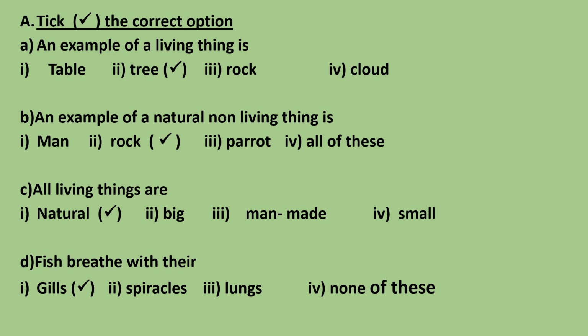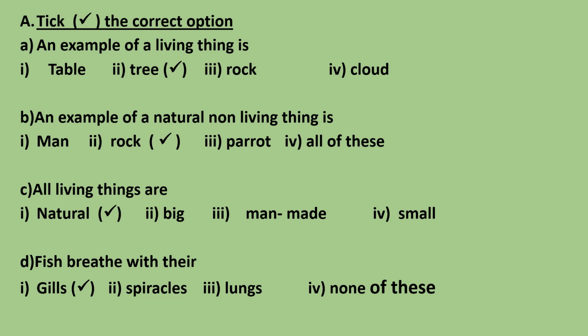C. All living things are natural, big, man-made or small. Children, all living things are natural things. Natural things are the ones which are created by nature, and living things are the ones which need food, which breathe, which move, which grow, feel and reproduce. Therefore, the right answer is natural.